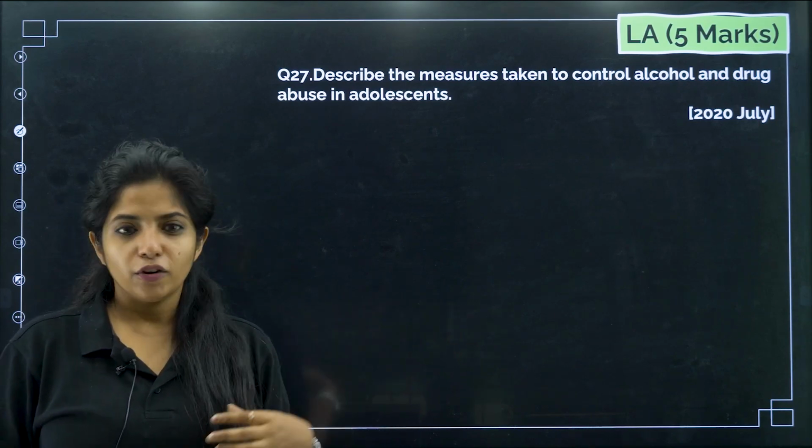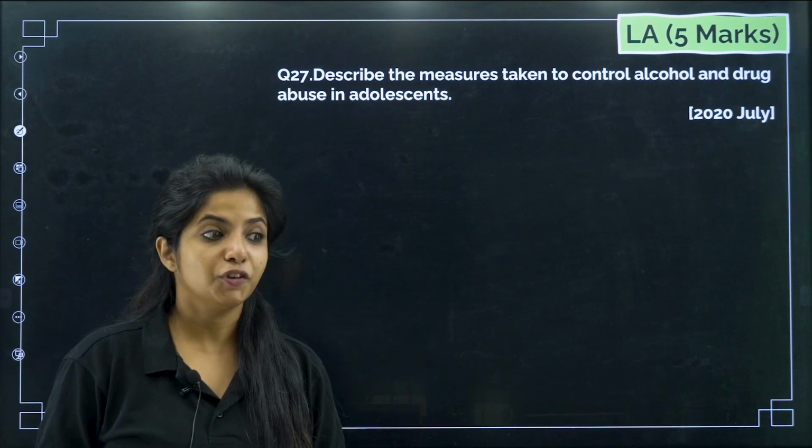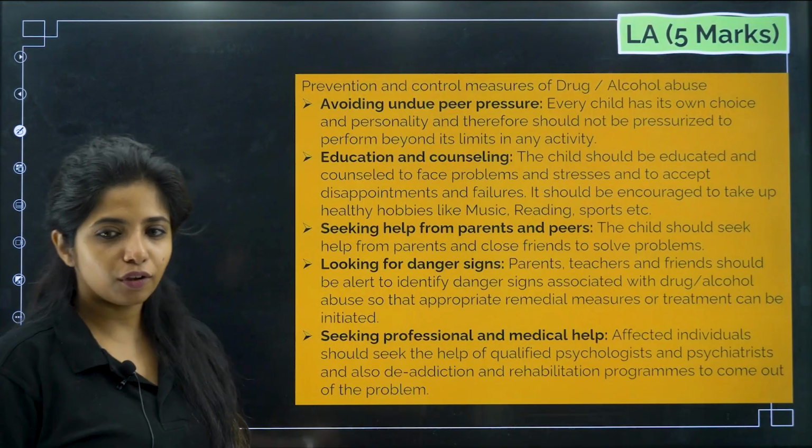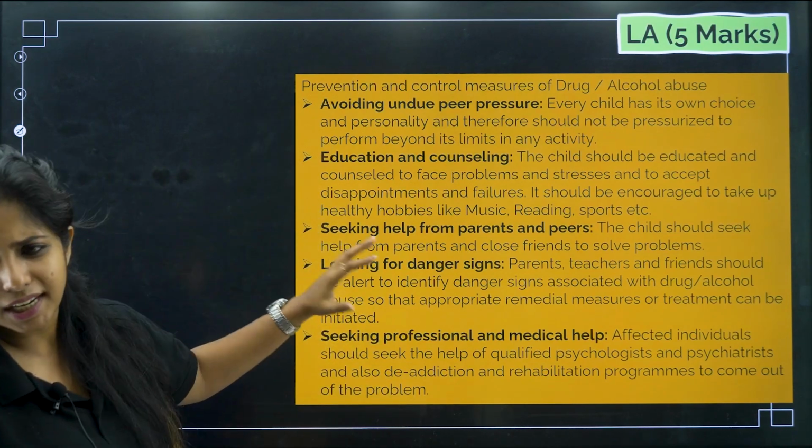What things can be done? Don't give undue peer pressure. Okay, talk to your friends. These are the things that you can do. Seek professional help. Okay, so if you want to know the answer, it goes like this. This is directly taken from your NCERT.